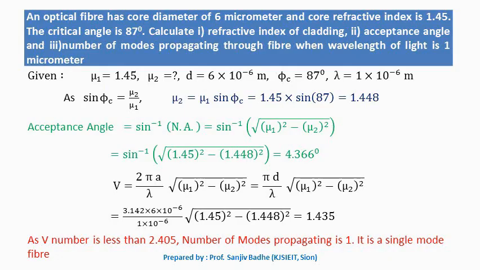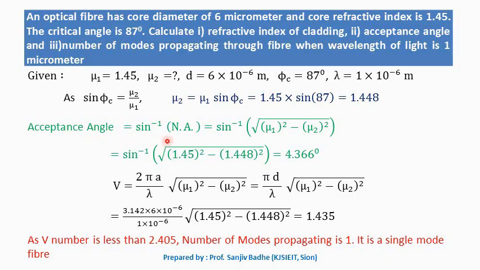Refractive index of cladding we want to calculate here first. With the help of critical angle we will do that. We know sin phi c is equal to mu 2 upon mu 1, where phi c is the critical angle. So mu 2 is equal to mu 1 into sin phi c. So mu 1 is 1.45 and phi c is 87. So mu 2, refractive index of cladding, can be calculated by using this. It is obtained as 1.448. The diameter of the core is given as 6 micrometer, 6 into 10 raised to minus 6 meter.